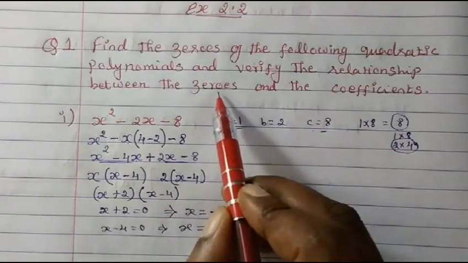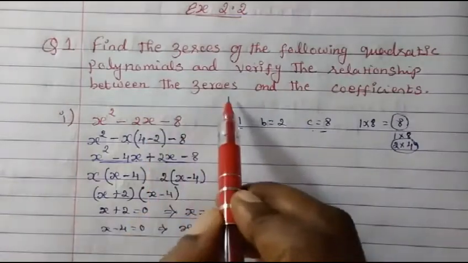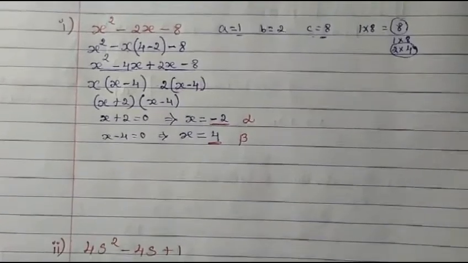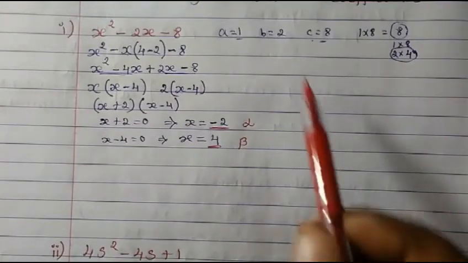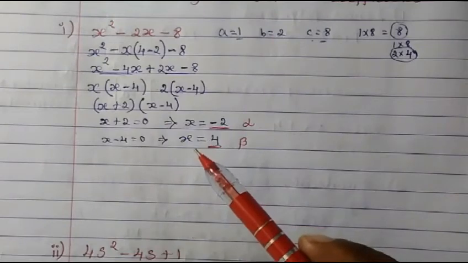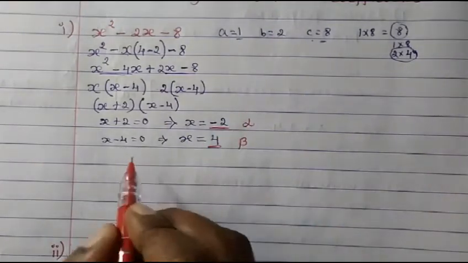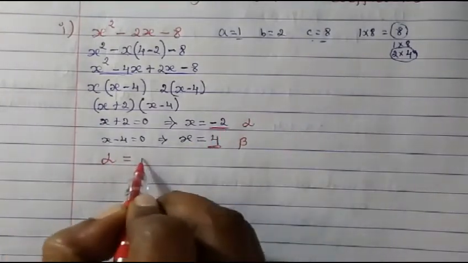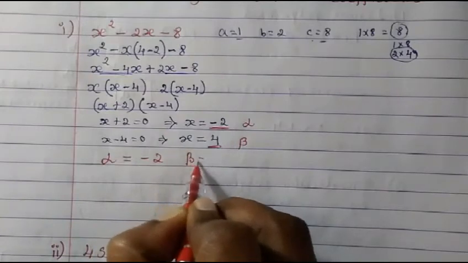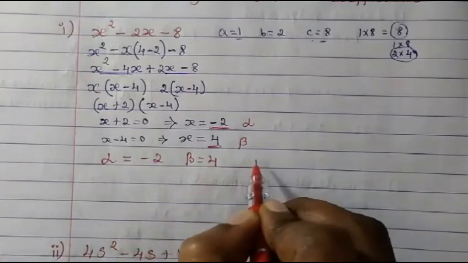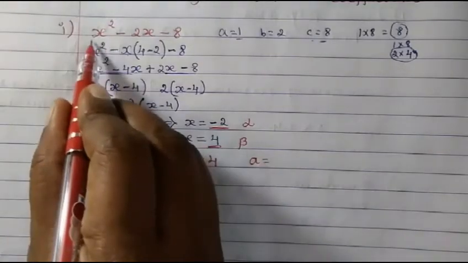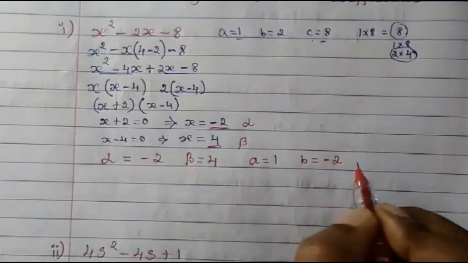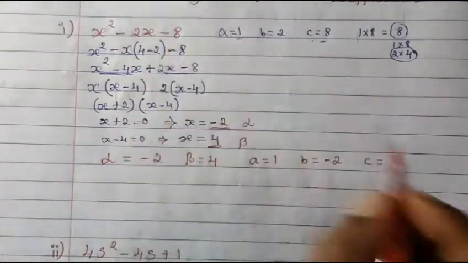So now we have to verify the relationship between the zeros and the coefficients. So let's verify. For that, in the introduction part for exercise 2.2, I have given you the formula for the quadratic polynomial. So let's write down the values of all that. We found alpha as minus 2, beta as 4, and a is 1, then b is minus 2, then c is minus 8.